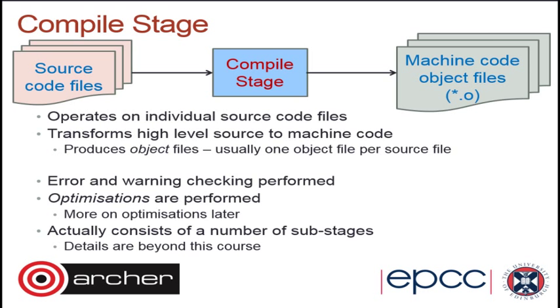As well as doing this, it does a whole load of other things, such as checking for errors, issuing warnings if it thinks you've done something silly, and also optimization, which we'll come on to a little bit later on. Now, this is a great simplification of what's actually going on behind the scenes. Compilers and what they can do are hugely complicated. So we're just scratching the surface here, but to give you a general idea, going from your source file to this machine code object file with these transformations, with this checking happening as it's doing that.